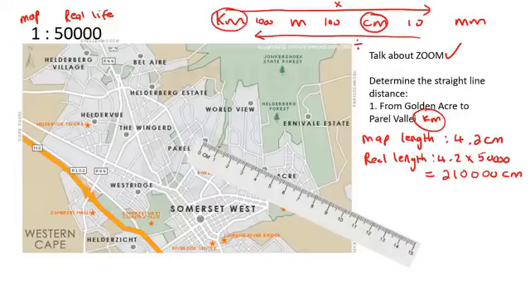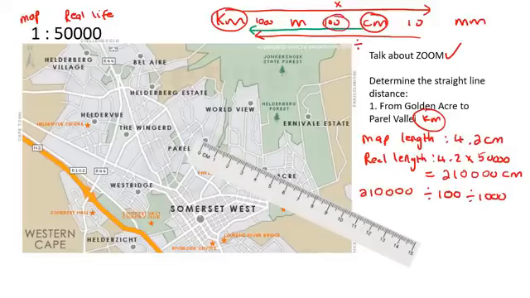Remember that? So what we want to do now is convert the centimeter length into kilometers. So we're going to go to the left. When you go left, you divide. So we're going to say 210,000 divide by 100, and then divide by 1,000. Remember, you divide by all the numbers that you pass. And so if you work this out, you end up with 2.1 kilometers.